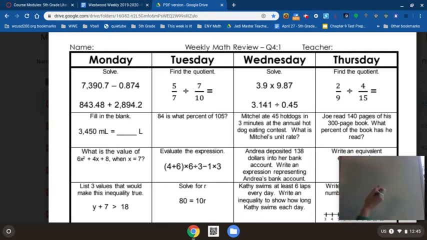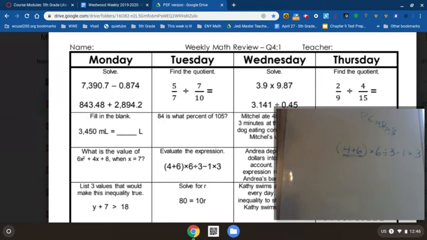The next one, evaluate the expression 4 plus 6 times 6 divided by 3 minus 1 times 3. So just get your PEMDAS going. But multiplication and division is left to right, and then addition, subtraction left to right. So I do see parentheses first, so I have to do that, even though it's addition, right? So do that part first, and you'll get 10 times 6 divided by 3 minus 1.